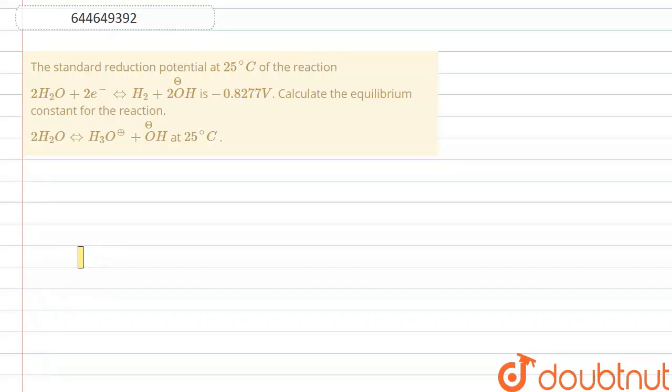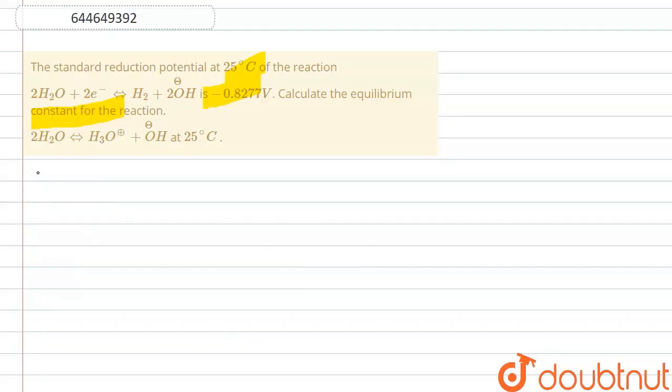Hello everyone, let's start the given question. The question says that the standard reduction potential at 25 degrees Celsius for the given reaction is minus 0.8277. Calculate the equilibrium constant for the reaction. Now we have to calculate the equilibrium constant. So firstly what we are going to do is write down the reactions.